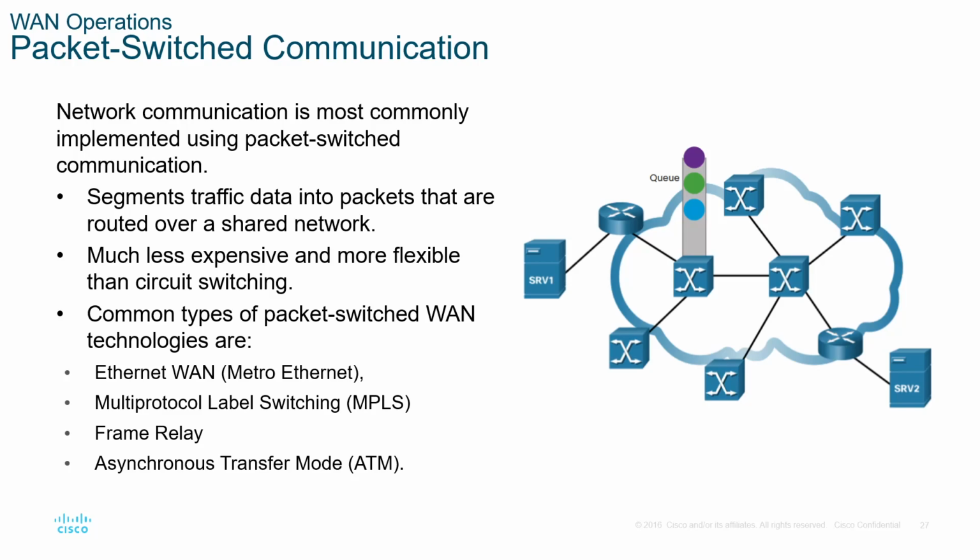This is what's done in Ethernet WANs, Metro Ethernets, multi-protocol label switching MPLS, frame relay, asynchronous transfer mode. All of those technologies use packet switched communication. It's very unlikely we're going to move backwards and have circuit switched again. So everything nowadays is just packet switched.